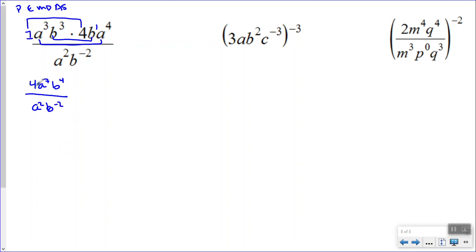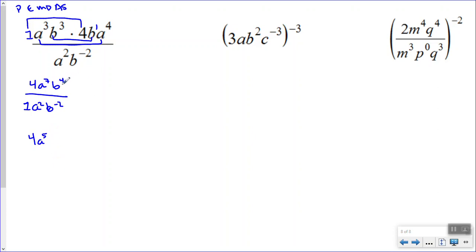In the numerator, I have a coefficient of 4, and in the denominator, I have a hidden coefficient of 1. 4 divided by 1 is 4, so that's going to be the coefficient in my answer. Then we move on to our variables. I have a to the 7th divided by a squared. Those are like bases, so when I divide them, I can subtract the exponents. 7 minus 2 is 5, so a to the 7th divided by a squared is a to the 5th power.